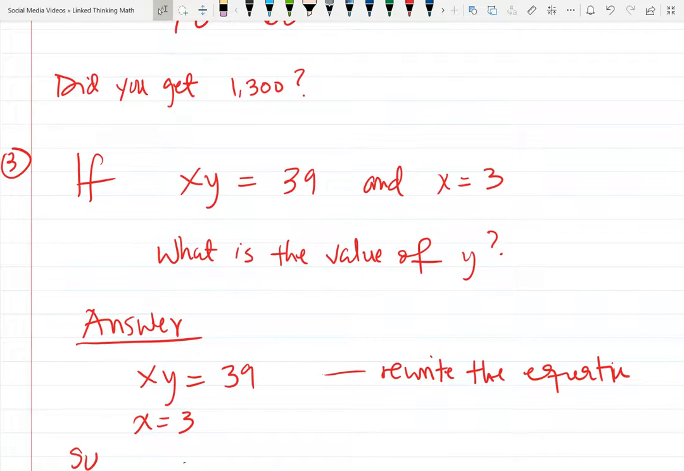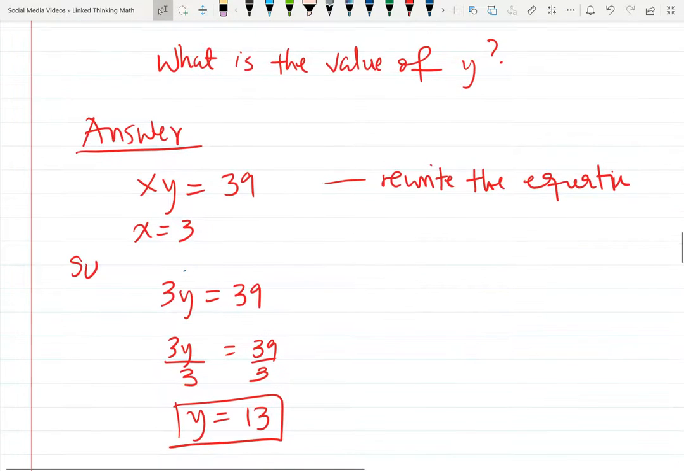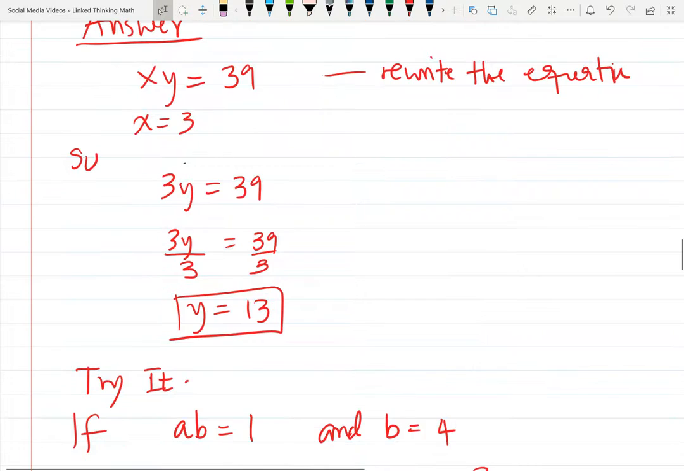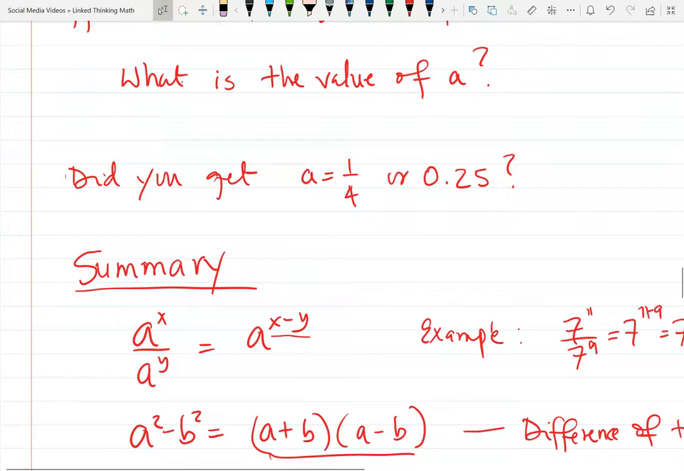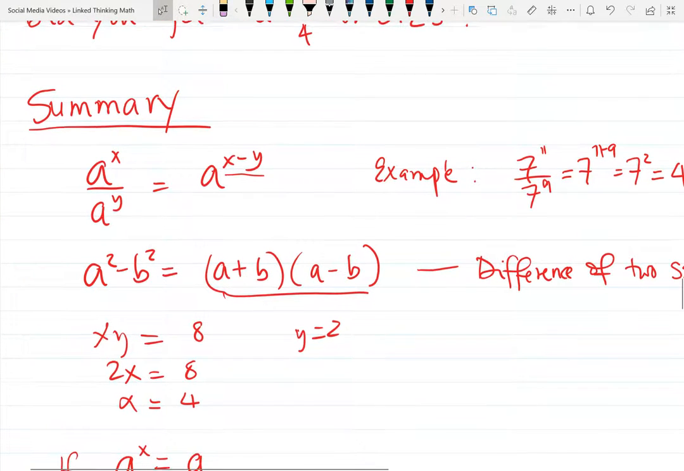And here, if I say two numbers are multiplying, x times y equals 39. If I give you one of them, then what is the other? Okay, just follow the steps. You divide. It means y equals 13. Okay, now here's a summary of what I just said, and that's what we need to solve the problem.